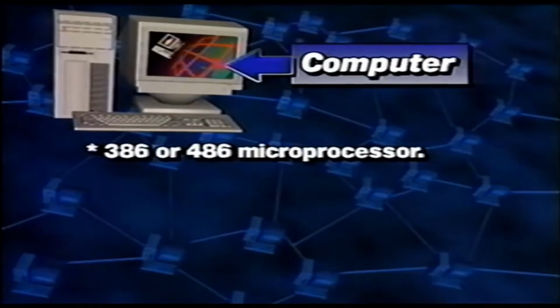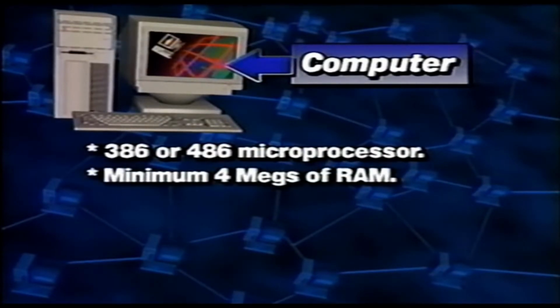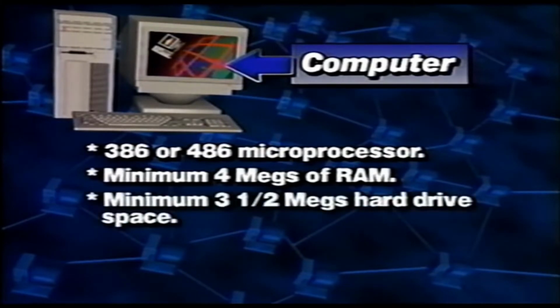Your microprocessor should be a 386 or 486. You will need at least 4 megabytes of random access memory. Your hard drive will need at least 3.5 megabytes of free space.